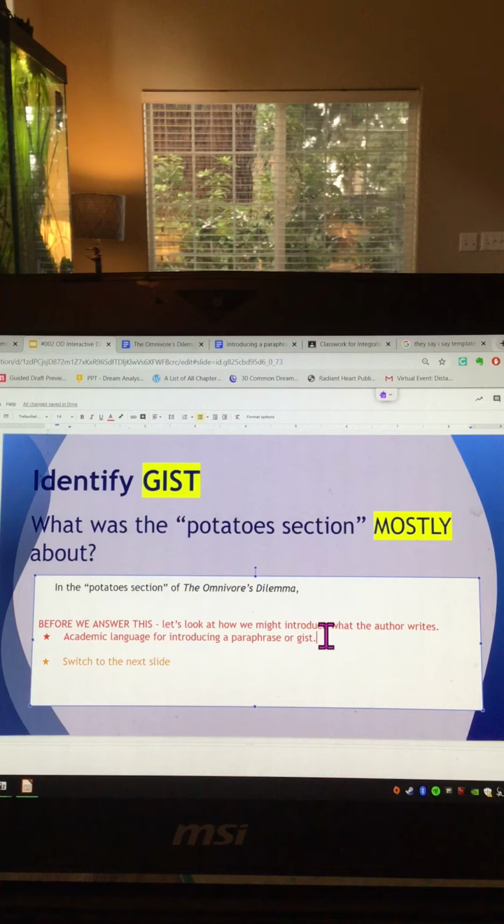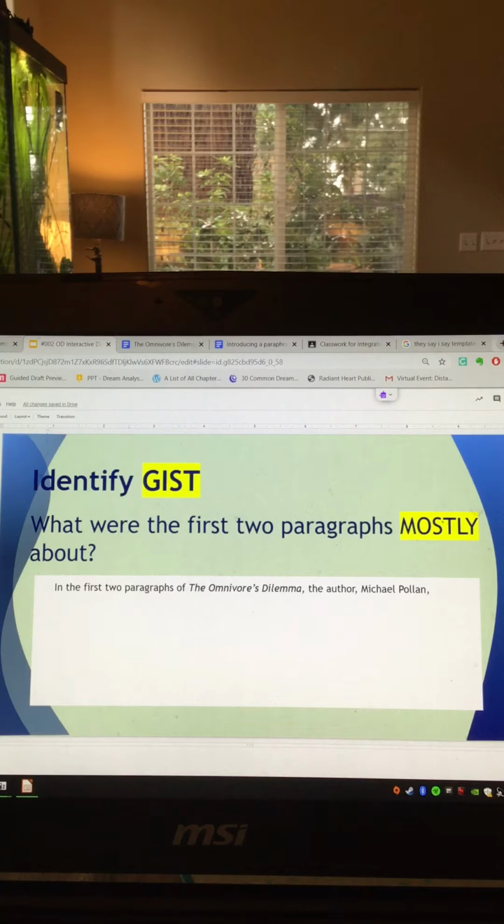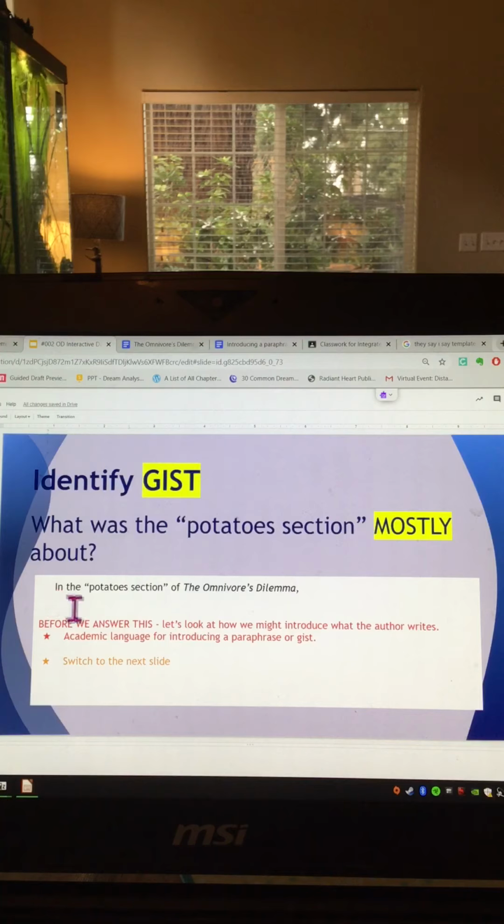So before we figure out how to introduce the author, because if you'll remember on the first one, let's go back and look at the first one, which was up here. In the first two paragraphs of The Omnivore's Dilemma, the author, Michael Pollan, we have three parts: rephrasing the question, introducing the text, introducing the author. So in this case, let's go back down here. We've got the rephrasing the prompt, introducing the text. What we don't have is introducing the author.